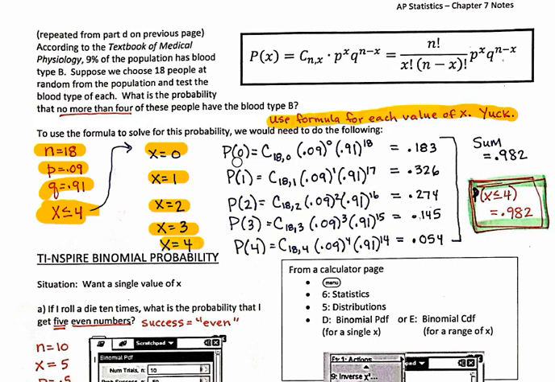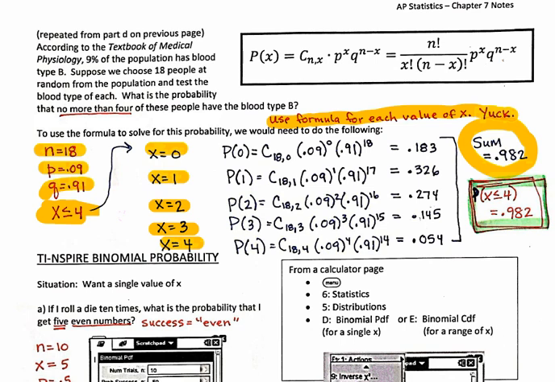So again, here's it plugged in. 18 choose 0, success to 0 successes, 91 to the 18 minus 0. For probability of 1, 18 choose 1. Probability of success, 9% to the first power for 1 success. And if you have 1 success, then you're going to have 17 failures. We would find the probabilities of each of these in our calculator and add them together and get the sum. That sum is our probability of getting less than or equal to 4 people with blood type B.